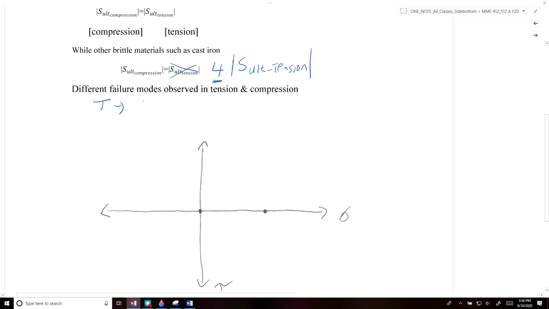the principal stress direction. And then for materials in compression, they'll typically fail along the plane of maximum shear stress.